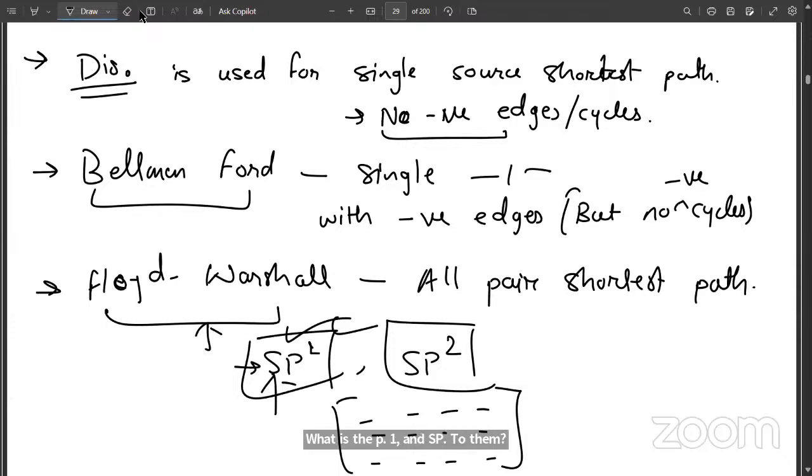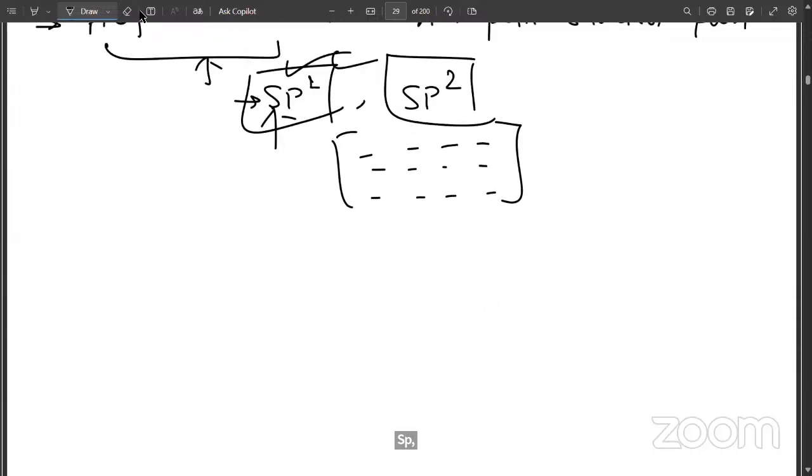SP1 actually a matrix in such a way. If you go through the Bellman-Ford algorithm... Ma'am, please explain SP1 and SP2 with one small example. Okay, see. So what is SP1?